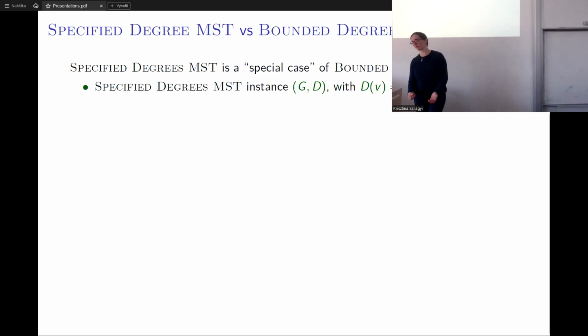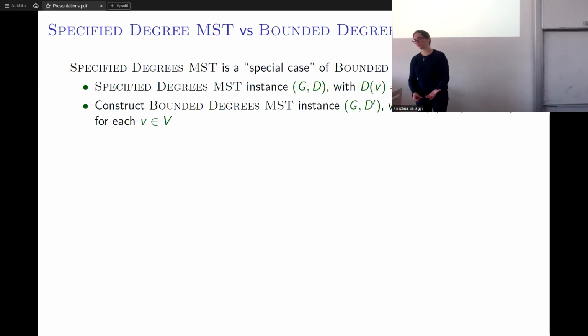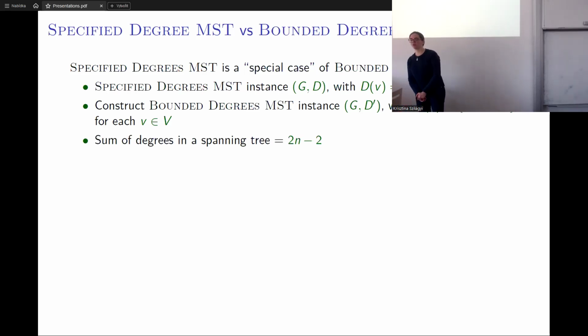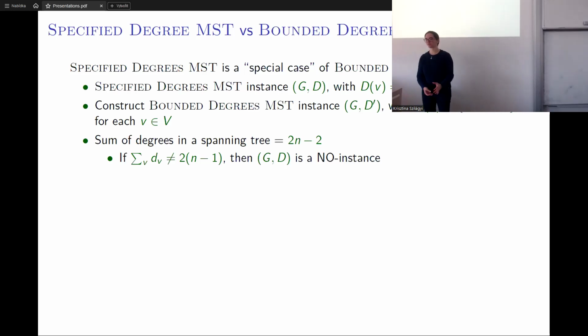If we start from a specified degree instance, we can construct a bounded degree instance in the most natural way by just saying, okay, this is not the required degree, this is the upper bound on the required degree for each vertex. And we know that the sum of degrees in a spanning tree is 2n minus 2. So if we look at the degrees that we got as input, and they don't sum to 2n minus 2, then we immediately say, okay, this is a no instance.